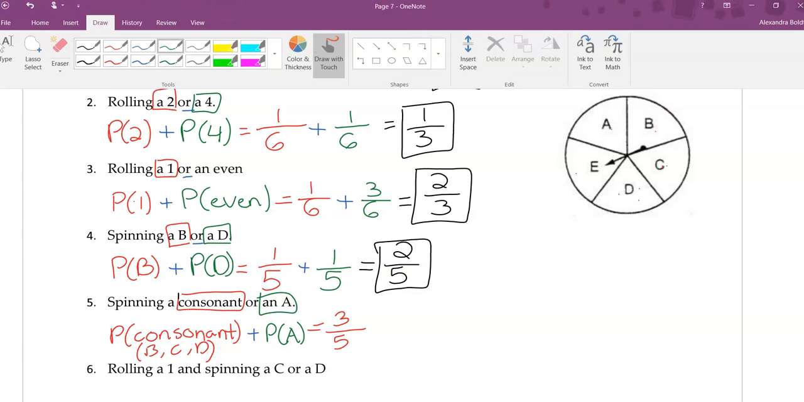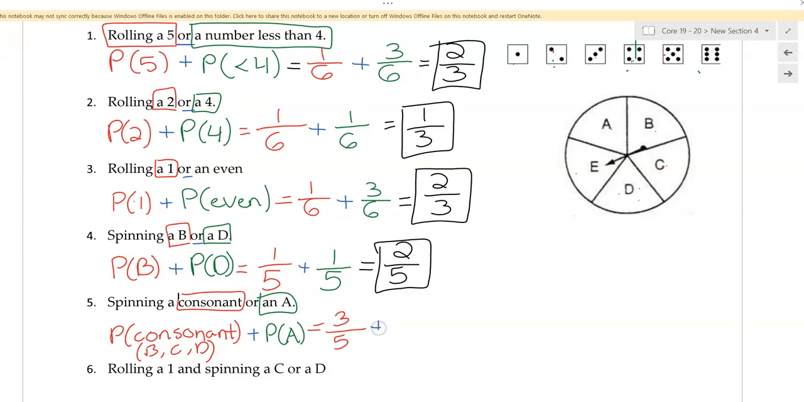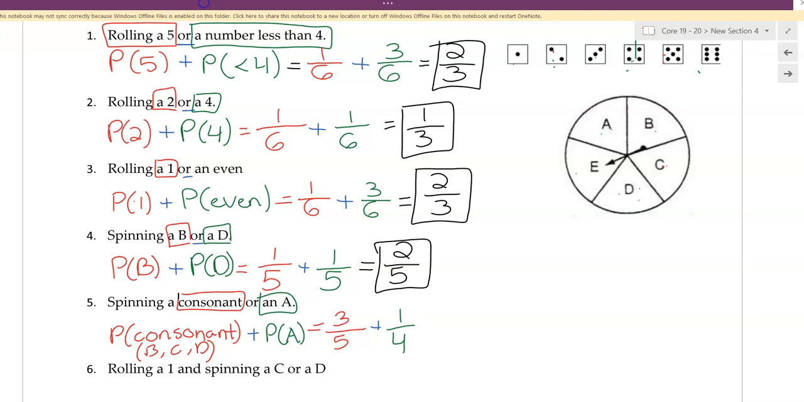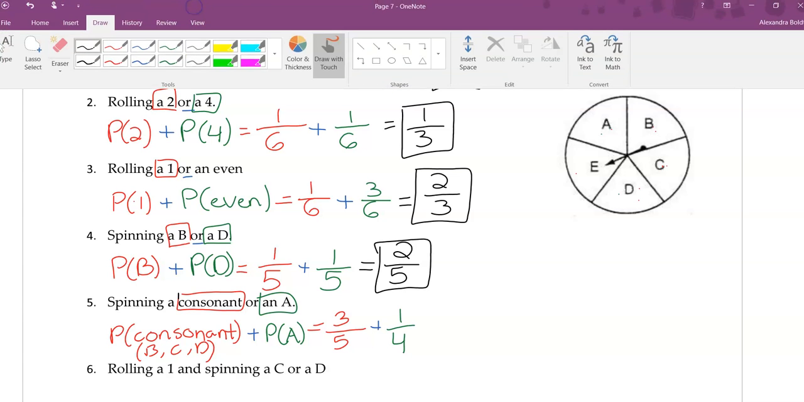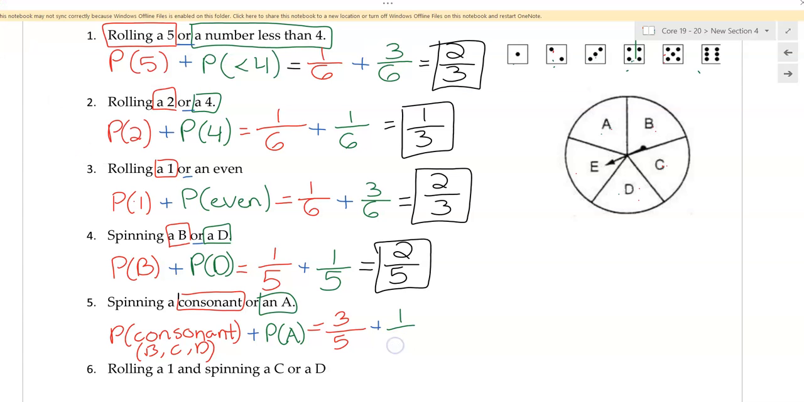And then we're adding to that. How many A's are there? Well, that's easier. There's only 1 A out of 5. So 3 out of 5 plus, I said 5 and wrote 4. Hold on. 3 out of 5 plus 1 out of 5 ends up being 4 out of 5.